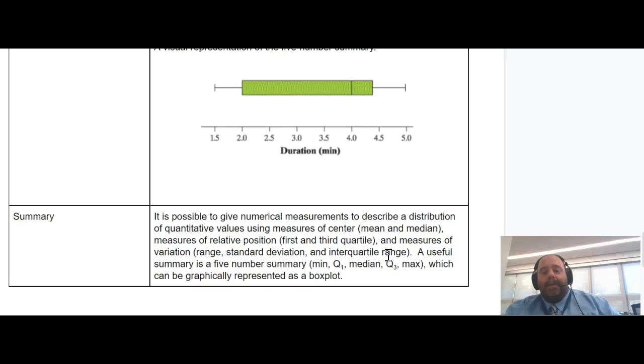Now, it is possible to give numeric measurements to describe a distribution. If I say describe a distribution, you're now a little bit more on the hook, right? When we talk about measures of center, you could give the mean and the median. If we talk about measures of variation, you can give the range, the standard deviation, or the interquartile range. If you want to talk about the set as a whole, like how it is distributed, you can use the minimum, the first quartile, the median, the third quartile, and the maximum. It's the 5-number summary. And if you want to represent that 5-number summary graphically, you would create a box plot.